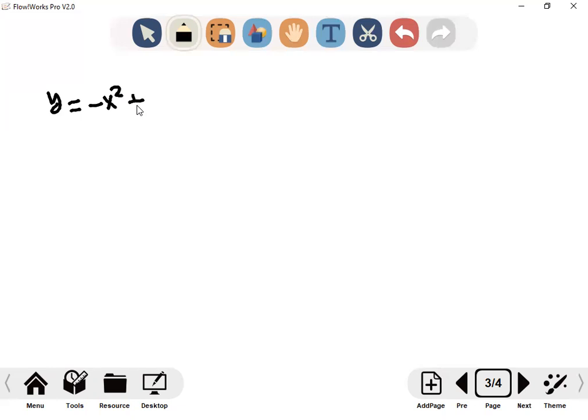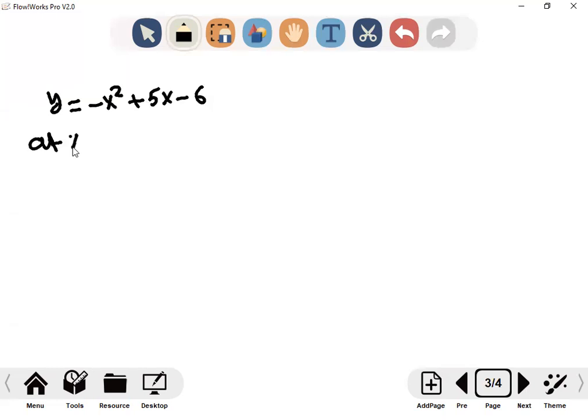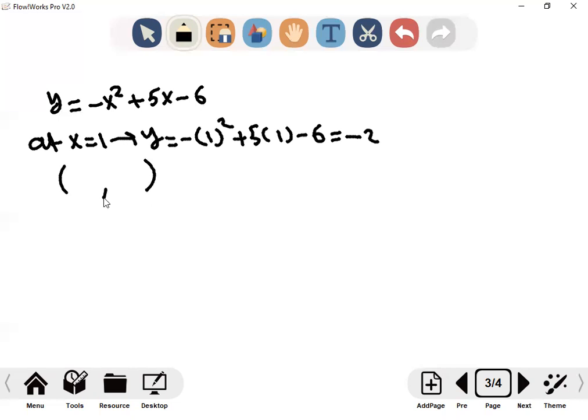So y equal what? Minus x power 2 plus 5x minus 6. I have two solutions for x. Don't forget them. The first one, x equal 1. So at x equal 1, y equal minus 1 power 2 plus 5 by 1 minus 6, equal negative 1 plus 5 is 4, minus 6 is minus 2, right? So the first solution is 1 and negative 2.